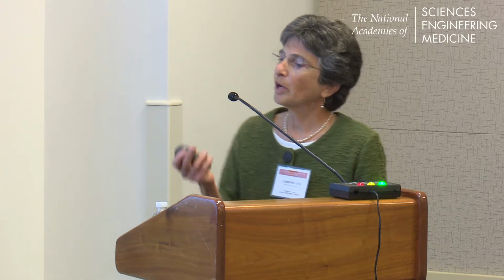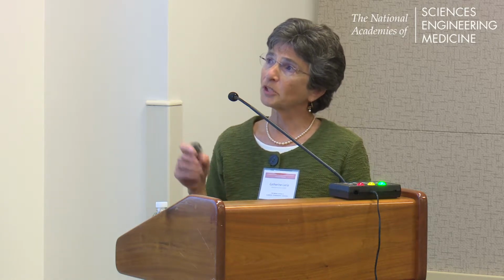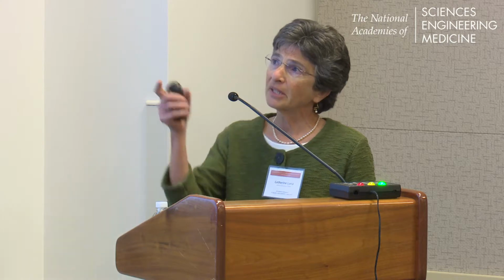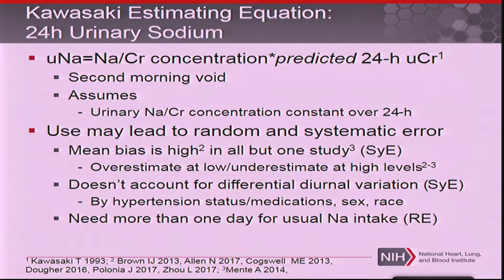I'm going to focus on one in particular because it's been used in several cohort studies that have received a lot of attention, and that's the Kawasaki estimating equation for urinary sodium excretion. At 24 hours, it is predicted from, this is the equation right here, the sodium to creatinine concentration multiplied by the predicted 24-hour urinary creatinine. The creatinine is estimated from the sample, and it uses a second morning void. It assumes that urinary sodium to creatinine concentration is constant over 24 hours.